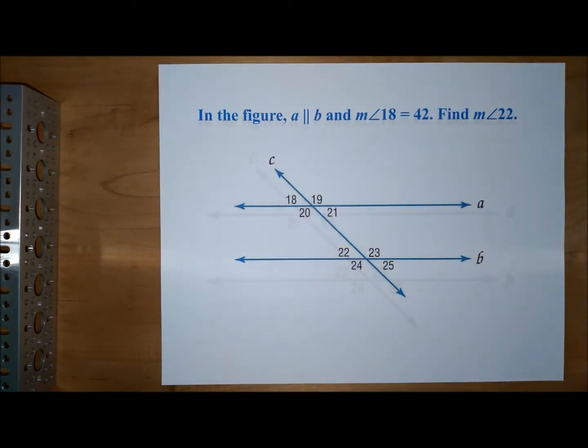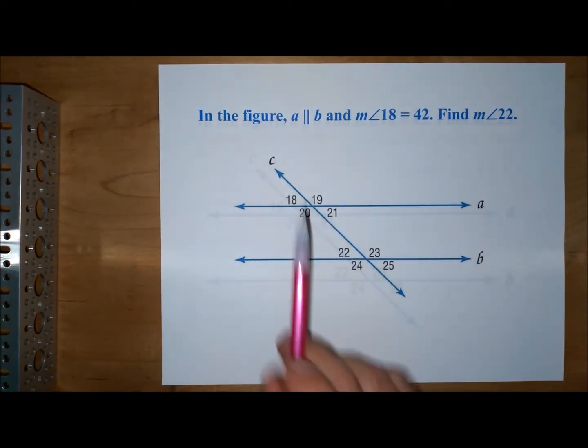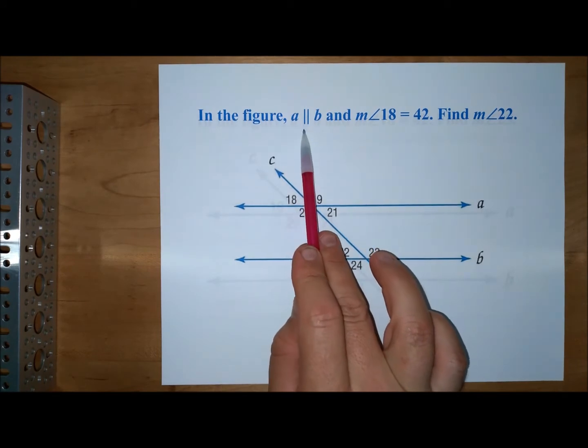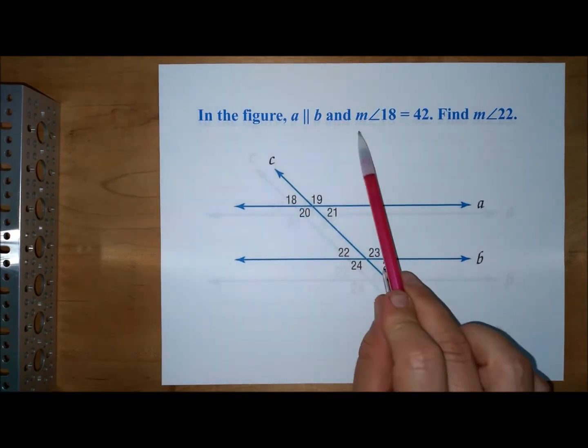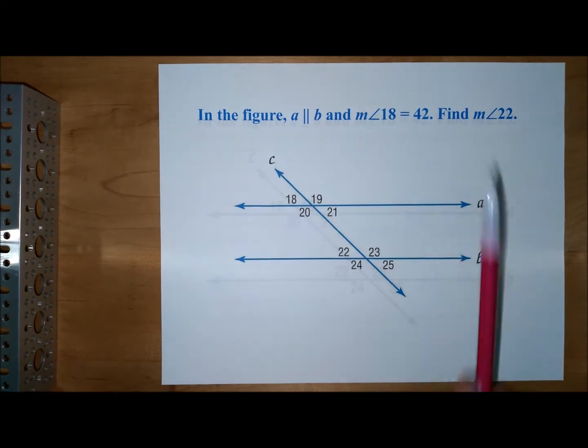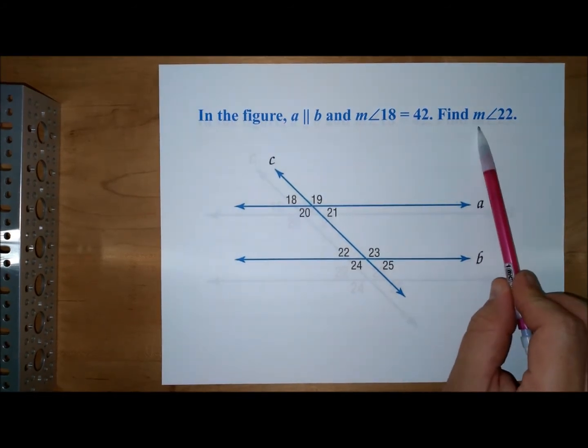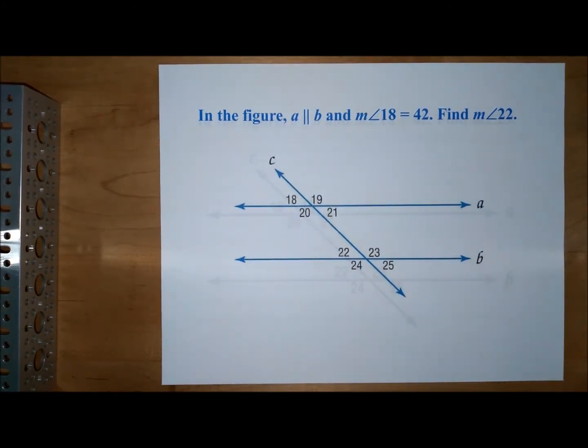Okay, in this example, we have this figure where line A is parallel to line B, and the measure of angle 18 equals 42 degrees. Could we find the measure of angle 22? Okay, I'm going to label what we know. They gave us some information here.